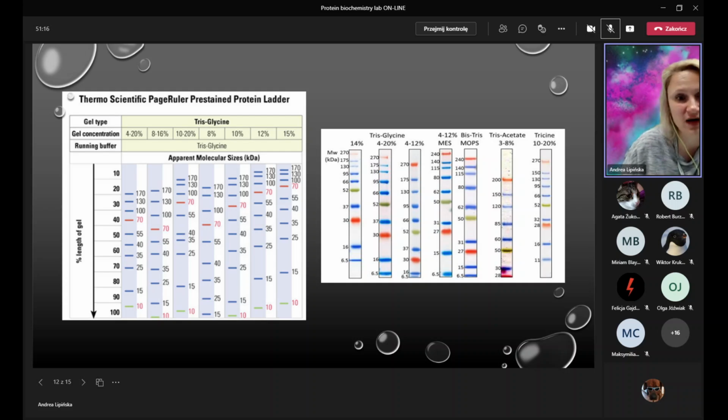And these are also other, like MES, MOPS, different salts that you can use for your buffers. In the commercial buffers that we buy, I think it is usually MES or MOPS that is used. So just a different type of salt. Tris-glycine is, I think, still the cheapest.